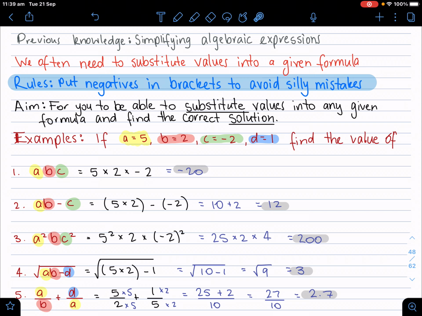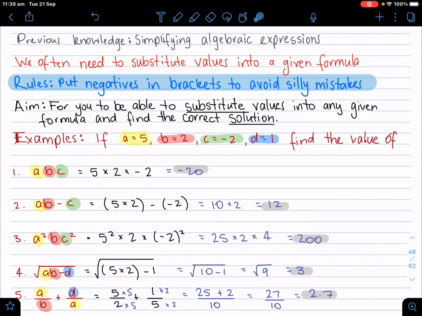Now, there is a rule that I like to tell my students, and that is: put negatives in brackets to avoid silly mistakes. Now, you don't have to do this, but it makes life a lot easier when you're doing things like squaring negative numbers or adding or subtracting negative numbers. It makes it a lot easier for you to avoid a silly mistake.